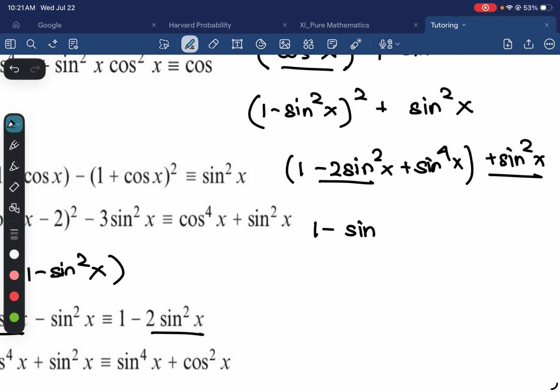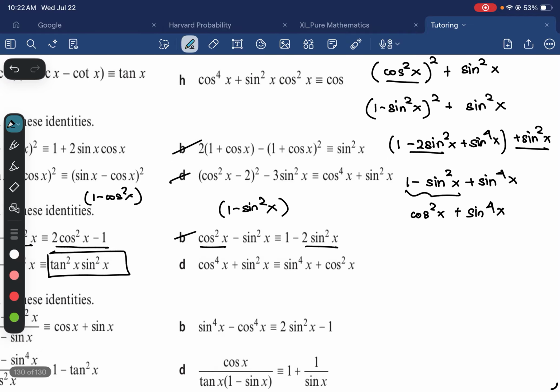All right, and if you simplify this further, minus 2 sine squared x plus sine squared x gives you minus sine squared x plus sine 4x. Now remember, 1 minus sine squared x is cos squared x, which we have here. And we are done. This is what we have here.